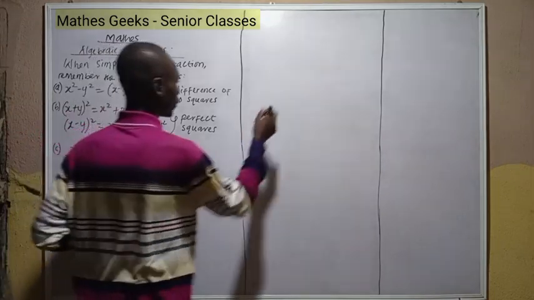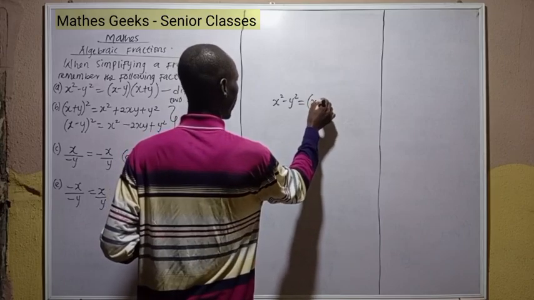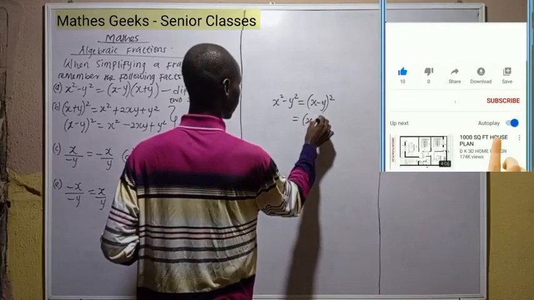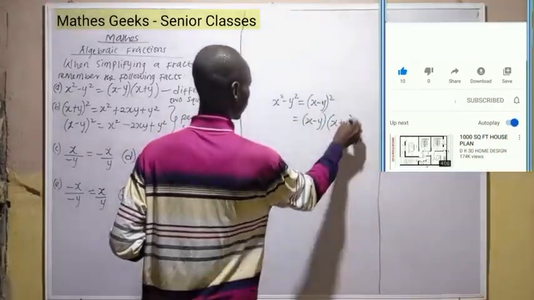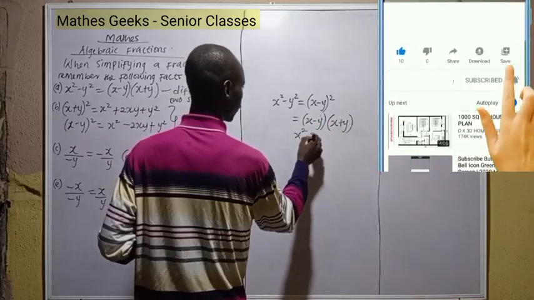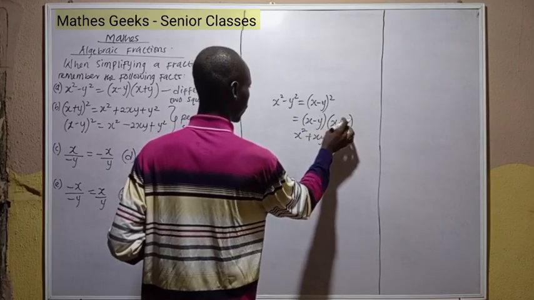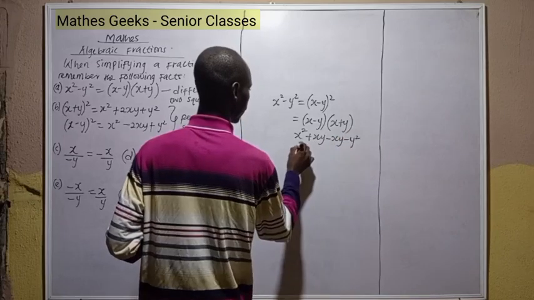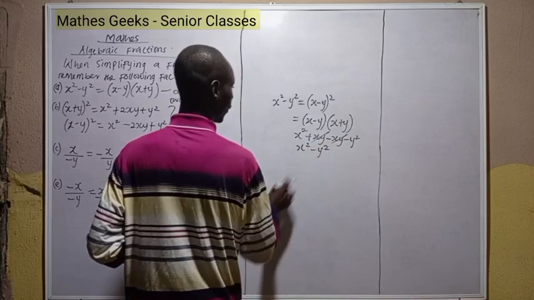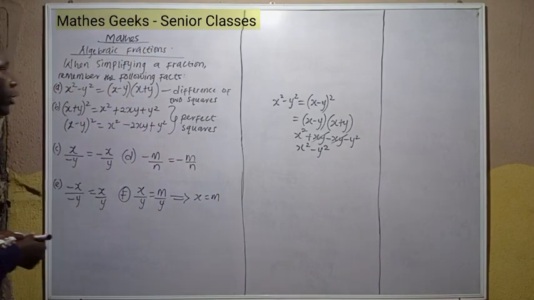So x squared minus y squared equals x minus y times x plus y. So x times x will give us x squared, x times plus y will give us plus xy, minus y times x will give us minus xy, minus y times plus y will give us minus y squared. So x squared plus xy minus xy will cancel out. We'll be left with minus y squared. So when we expand, we're going to have this back. So that's why it's called difference of two squares.